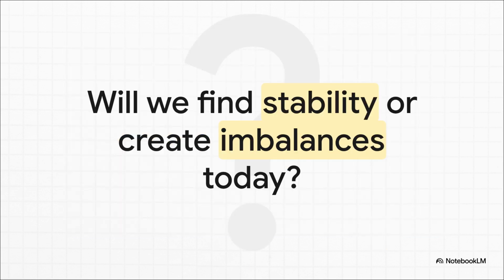We've covered a lot of ground today, seeing how tiny micro decisions about opportunity costs ripple all the way up into massive macro forces like GDP, inflation, and government policy. Understanding these dynamics is like getting the cheat code to see the invisible levers shaping our world. So I want to leave you with this thought. As our economy faces huge global supply shocks and unprecedented policy shifts, are we actually finding stability, or are we simply creating tomorrow's imbalances today?